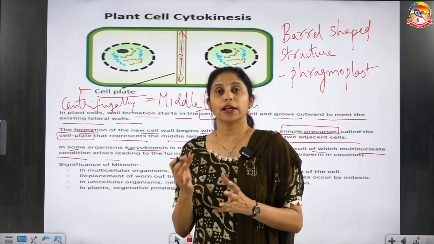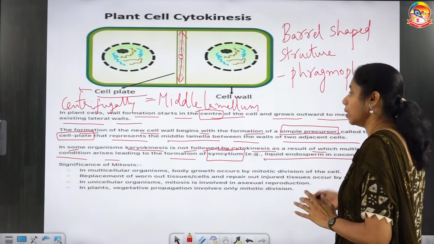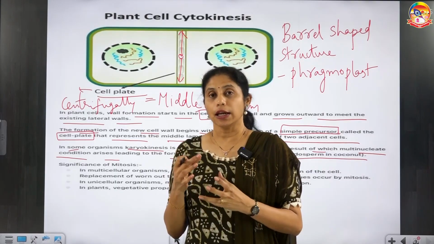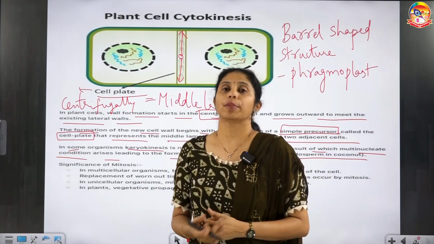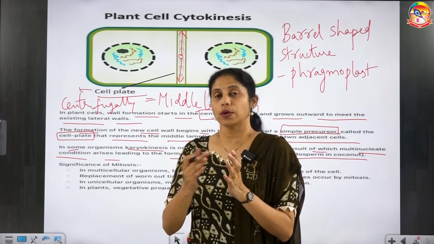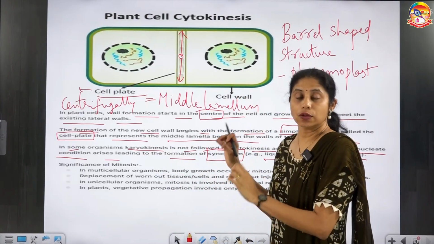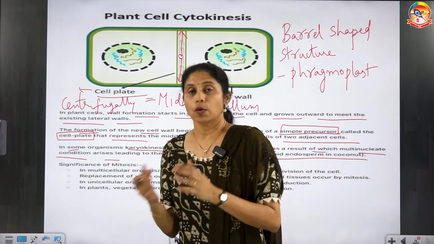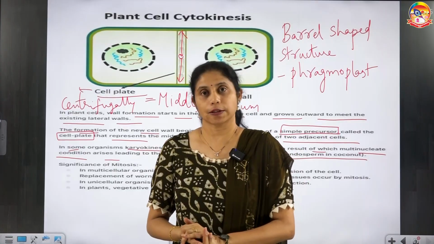Syncytium is nothing but the multinucleate condition, which you can see very clearly in the liquid endosperm of coconut. The coconut water, that liquid endosperm, has the syncytium condition because many nuclei are present in it. Karyokinesis happened, but cytokinesis did not happen, so it is a free nuclear endosperm. That results when karyokinesis is not followed immediately by cytokinesis. So by the end of cytokinesis, one parent cell will divide into two daughter cells.